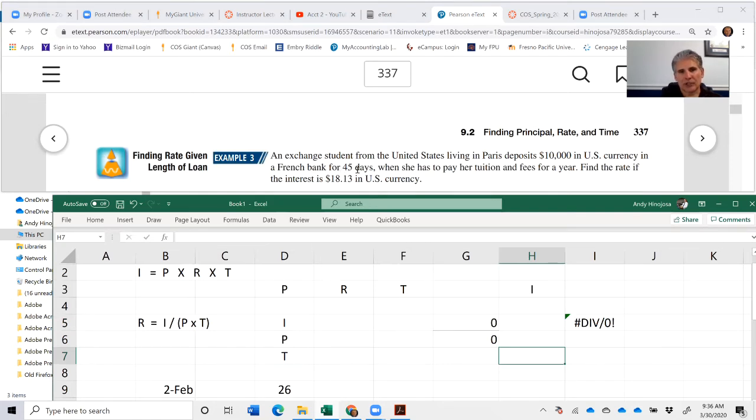Reviewing the problem, we have an exchange student from the United States living in Paris, deposits $10,000. That sounds to me like the P, so I'm going to go ahead and plug in the P. The new formula we're looking at is R equals I divided by P times T, or PT. We have the principal, $10,000. 45 days is the T, so we're going to use 45 and divide it by 360. And the amount of interest, or I, is $18.13.